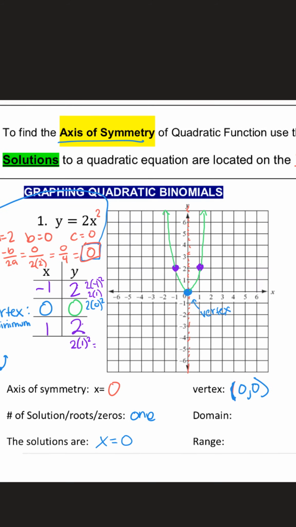Our domain is all the x values that this parabola would go towards. We're going to always say all real numbers. And then our range. Our range is going to talk about the y values. So we're going to say y, and the parabola starts at 0. And it doesn't go under 0. So it's going to be y is greater than or equal to 0, meaning the y values start with all the positives. It's all the positive y values. And that's it.